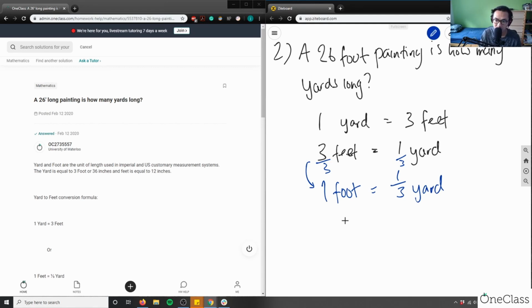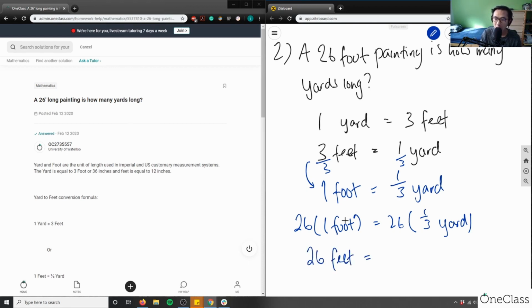So I have 1 foot. I would have 26 times 1 foot equals 26 times 1/3 of a yard, right? So 26 feet would equal 26 times 1/3, or I can say 26 divided by 3. And that would give me, let's see, 26 divided by 3 would be 8 2/3.